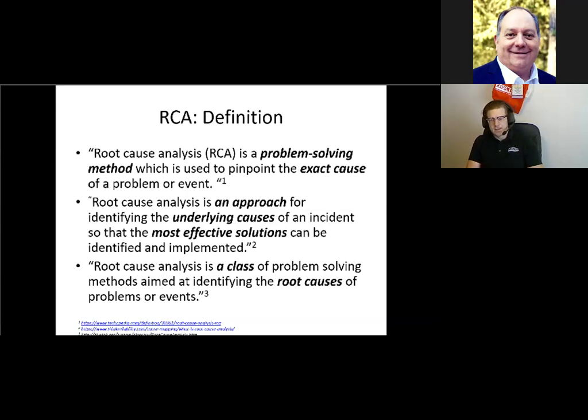Then we'll look at the different statement. It's an approach. No, it's not really either. Underlying causes, yes, you will be able to find underlying causes. Sometimes you find underlying causes, sometimes you find the exact causes. But underlying causes is also very unspecified, and it's not really helpful there either. And then it promises that we'll find the most effective solutions that can be identified and implemented. That's also promising a lot. Root cause analysis does not promise that we can find any solutions at times.